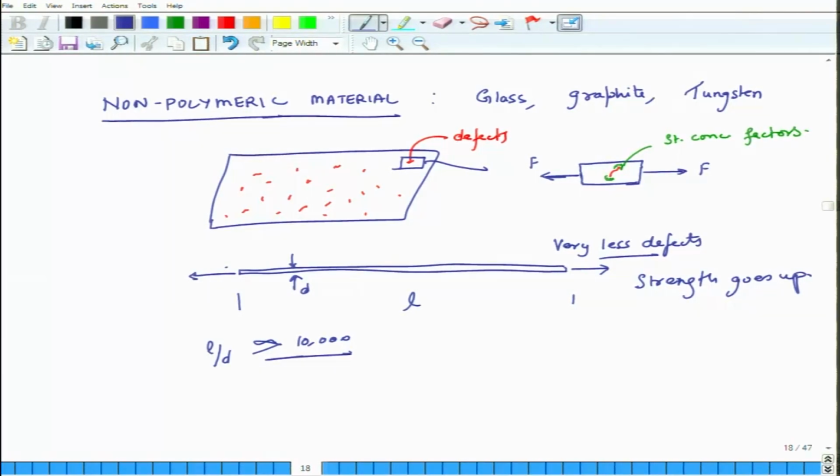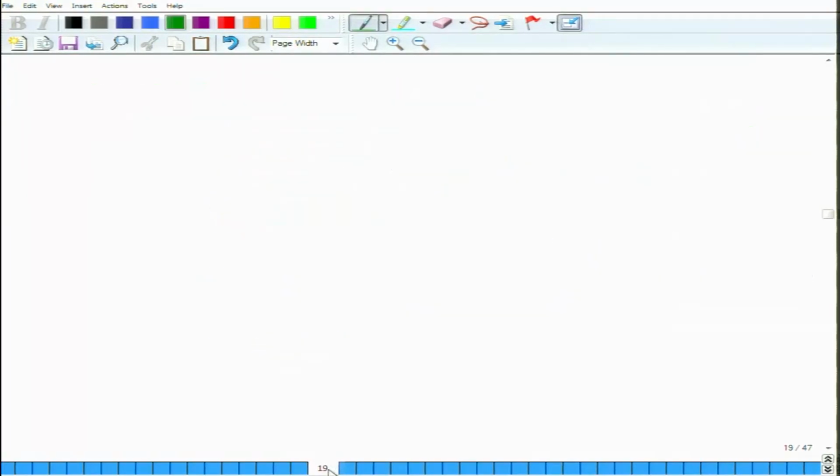So, that is why the strength for these types of materials goes up. So, this is about non-polymeric materials. Okay. Now, we will consider another class of materials and we call them polymeric materials.